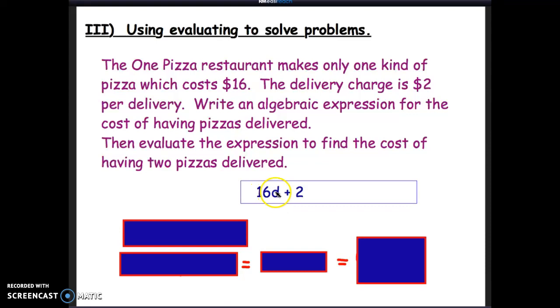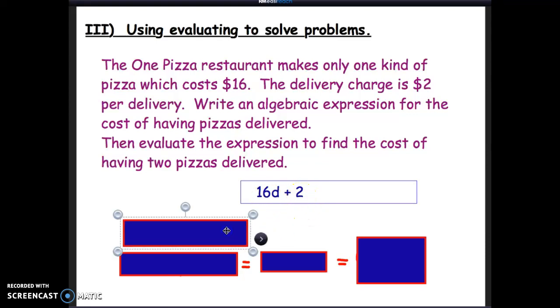So maybe I should have called that P instead. I could have called it X. I could have called it N. Anyway, the D in this case is going to mean the number of pizzas that you ordered. So 16 times the number of pizzas you ordered plus the one-time $2 delivery fee. That's how I got my expression right there.